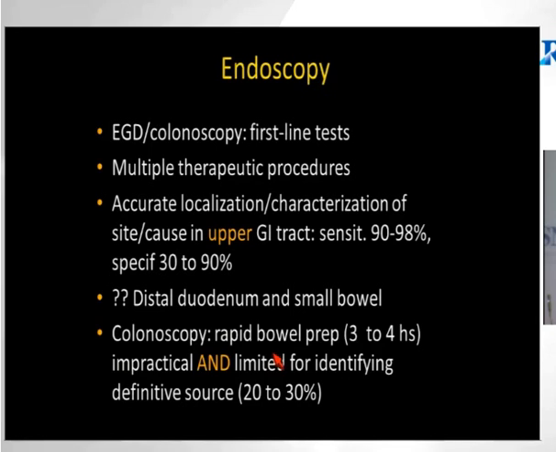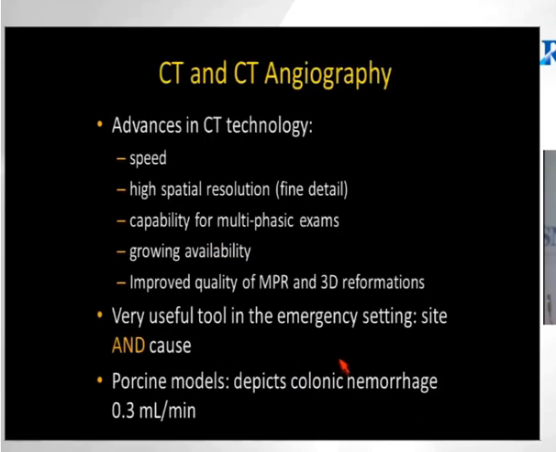And even if the patient does undergo that 3 to 4 hour preparation, it has very limited ability to identify the specific source and even the location of the bleed, which can be done in only about 20 to 30% based on the available literature. So that leads us into the discussion of why and how we're using CT and CT angiography in particular.